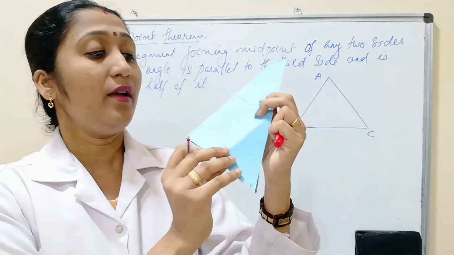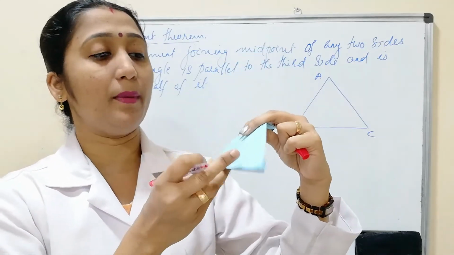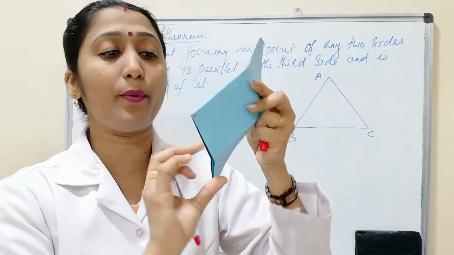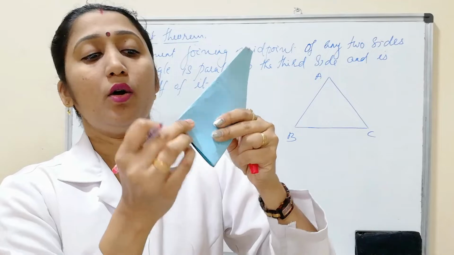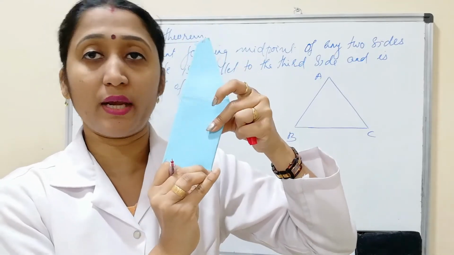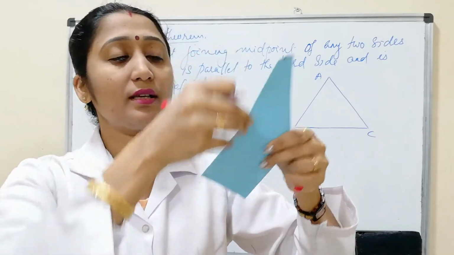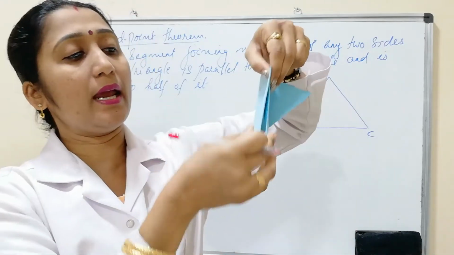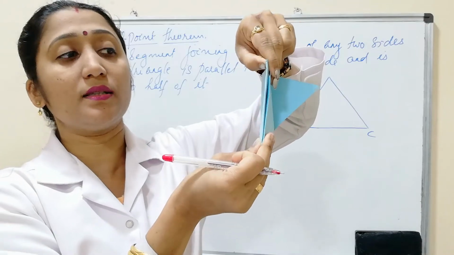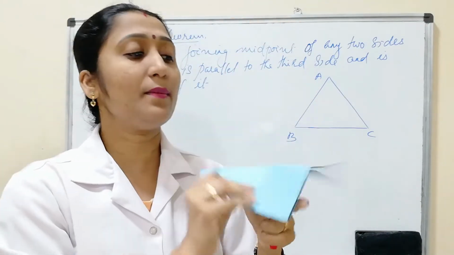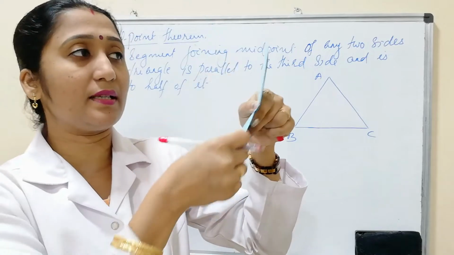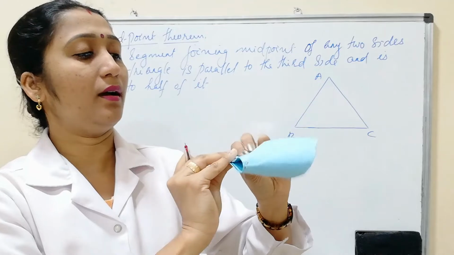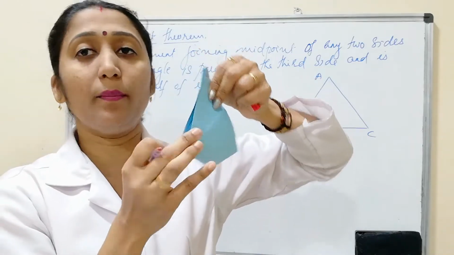Midpoint means we can fold it. Fold it so that vertex A and vertex C are on the same point. So this is the midpoint of AC. The next side is AB. We can fold it, then A and B are the same point. Then this is the midpoint. Similarly for the third side, we fold it, and this is the midpoint.